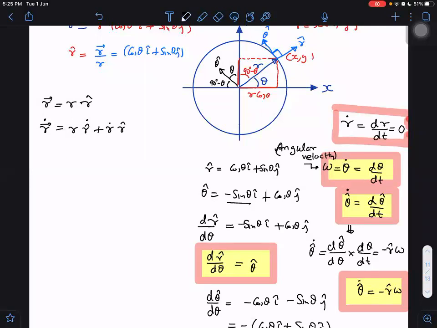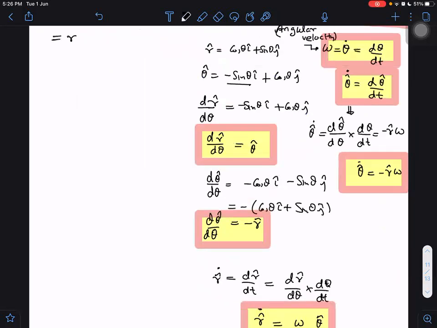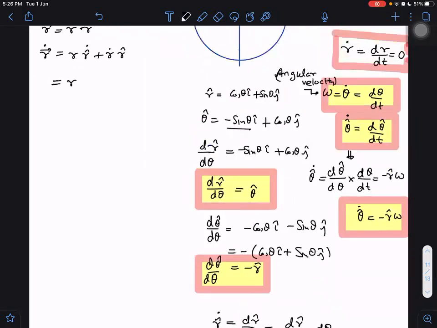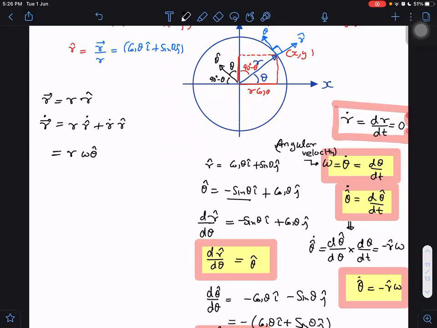Anyway, so the r vector derivative is r into r cap dot plus r dot into r cap, right? So what will we be getting then? We will be getting r double dot. Wait, sorry. First, let me write it down properly. It would be r into r cap dot, which we had found before. It was omega theta cap, plus r dot, and r dot was zero for this particular case. Plus 0.